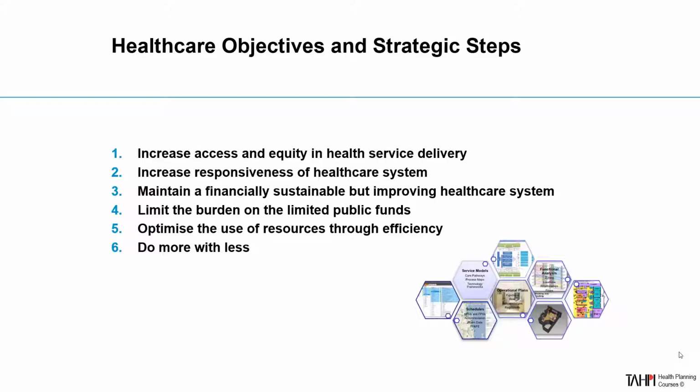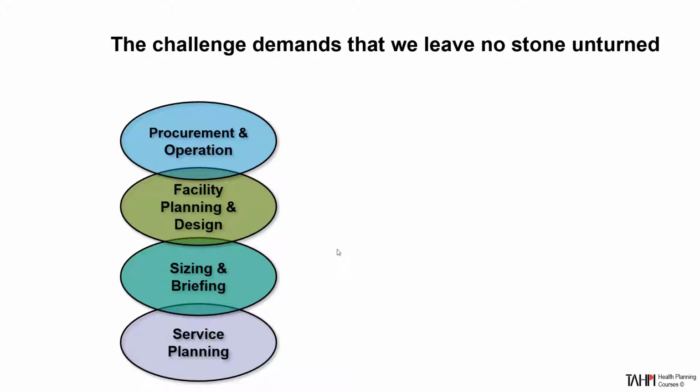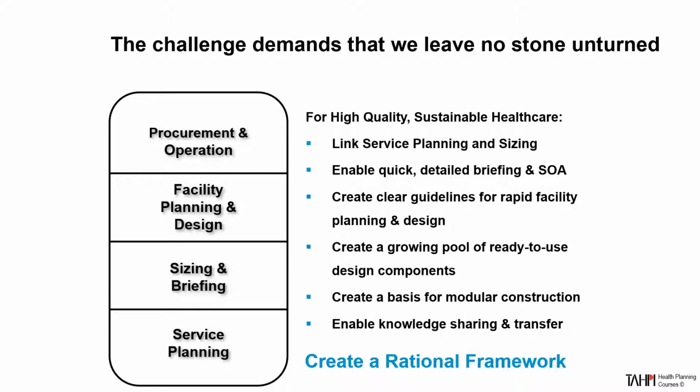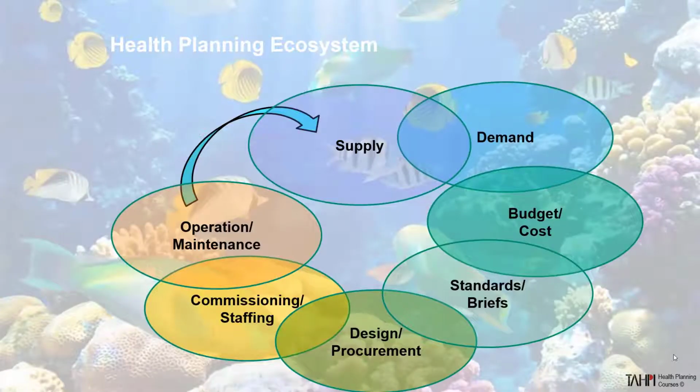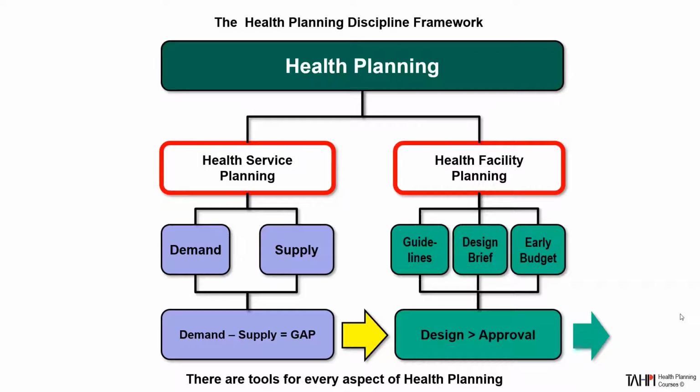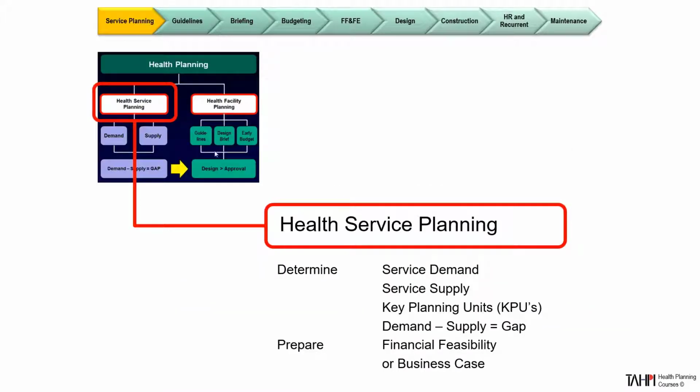We set some simple but powerful objectives and we look at some strategic steps to achieve them. The challenge of healthcare economy demands that we leave no stone unturned. What is the rational framework that we need? We look at some of the problems and processes that we've inherited from the past so that we don't blindly repeat them. We look at health planning as an ecosystem, a system with complex relationships. We navigate the health planning framework through simple relationship diagrams. Then we take each one of the subjects and we expand them through the course as we go.